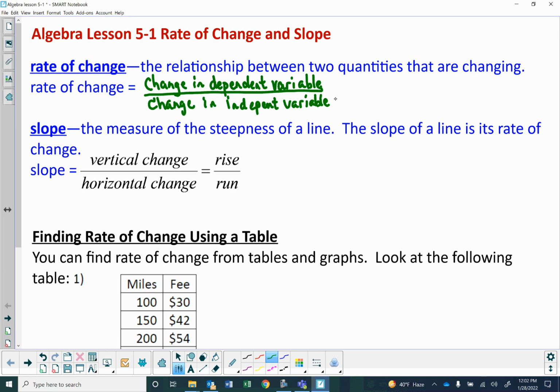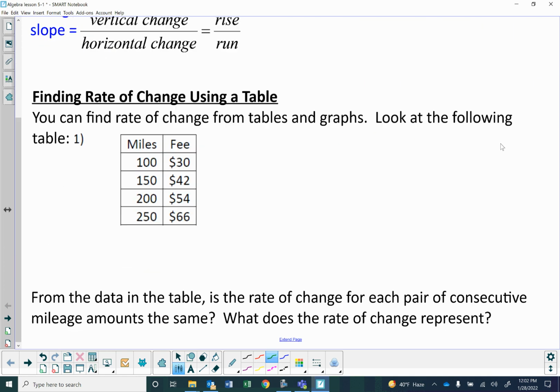So if we're going to look for finding the rate of change, you can look at a table. That's the first way to look at something and see if you can figure out the rate of change. If I'm going to find rate of change using a table, I'm going to look at the change in my vertical change, or my dependent variable, over my change in my independent variable, or the x value. So in this particular case, we're going to look for the change in the fee divided by the change in the miles.